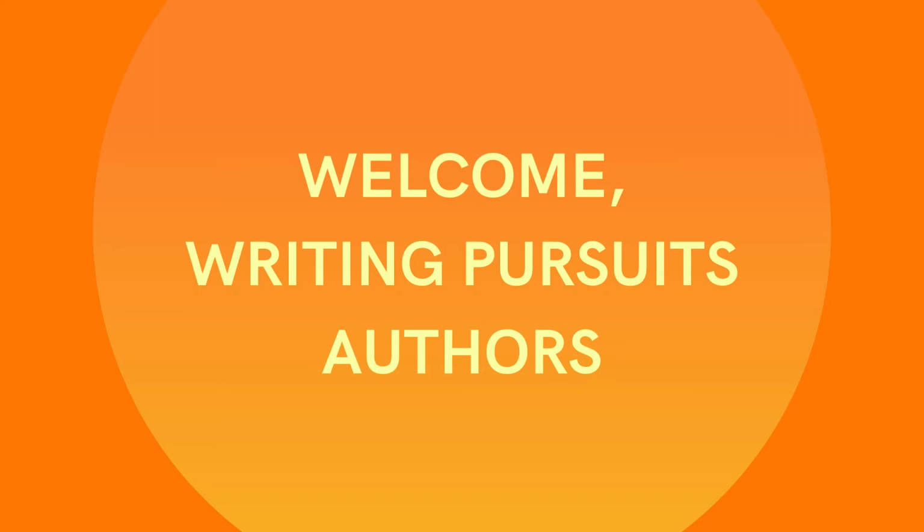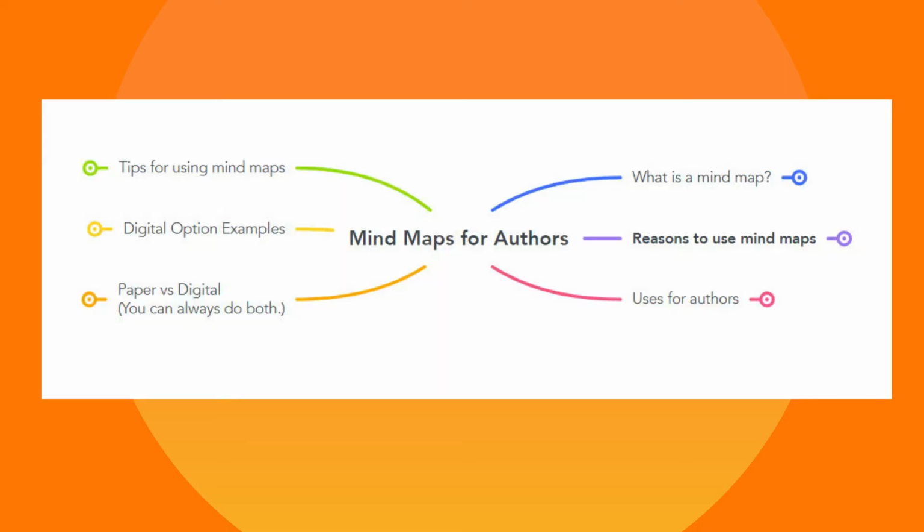This is episode 26 of Writing Pursuits on the YouTube channel, and today we're going to be talking about mind maps for authors. Today we're going to talk about what a mind map is. We're going to discuss reasons to use mind maps and cover some ways authors can use them to their advantage. We're going to go over the pros and cons of paper and digital mind maps, check out a few digital options, and then end with a few tips for using mind maps. So stick with me. This is going to be fun.